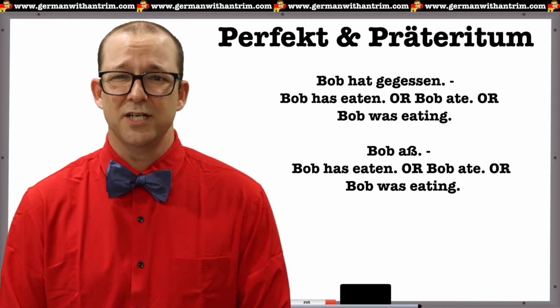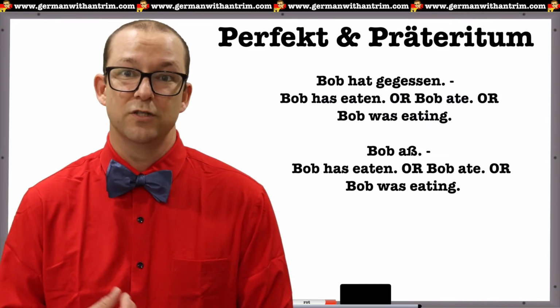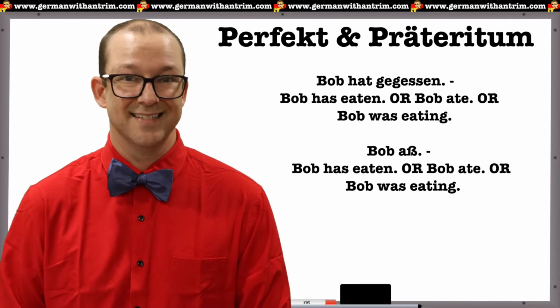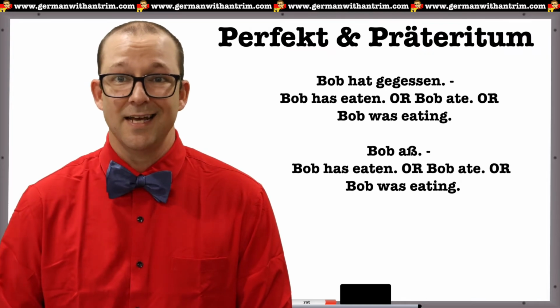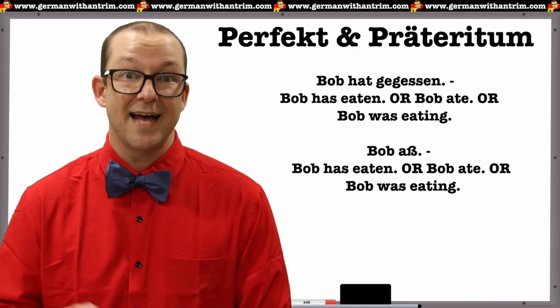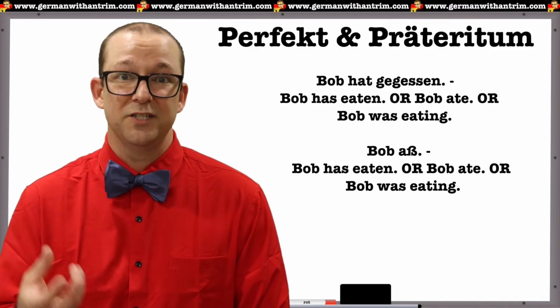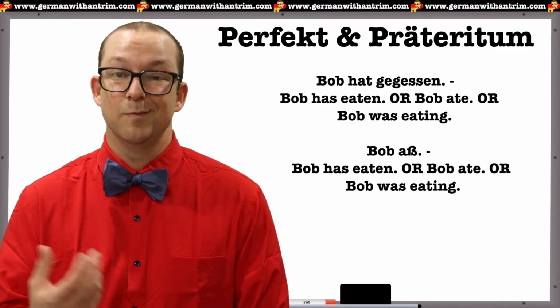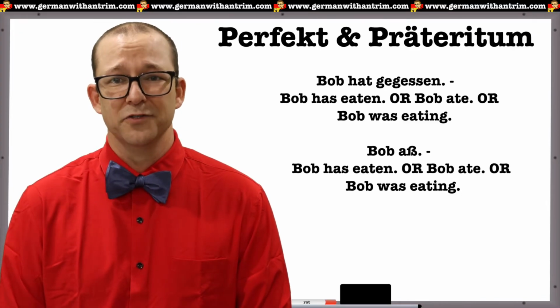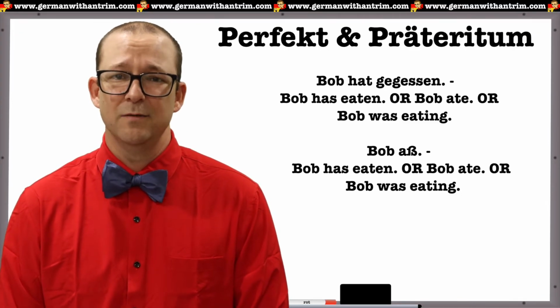The problem with this logic is that both sentences can be used to translate both of the other sentences. Bob hat gegessen is just as much Bob ate as it is Bob has eaten, and Bob aß is just as much Bob has eaten as it is Bob ate. Let's add some extra words for context to these sentences to make them more clear.